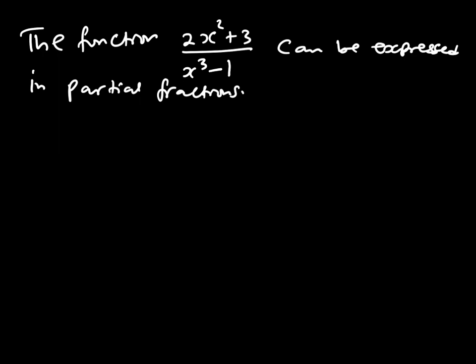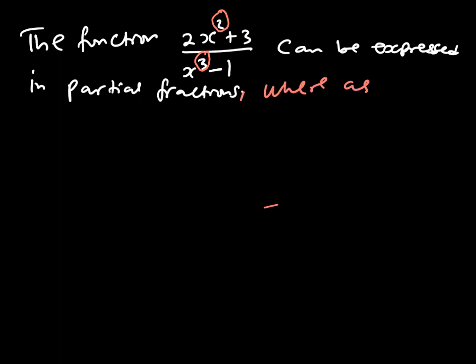Okay, why this can be expressed in partial fractions is because the degree of the numerator is 2 and that of the denominator is 3. Now 2 is less than 3. Okay, rule number 1 says that the degree of the numerator must be less than that of the denominator.